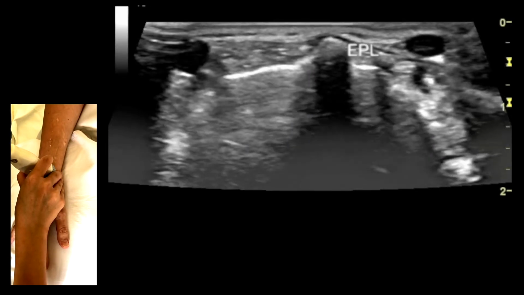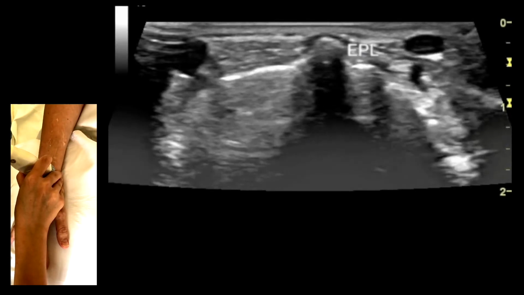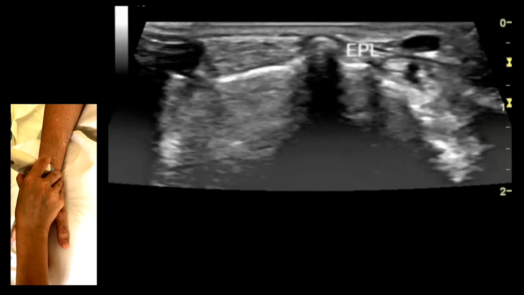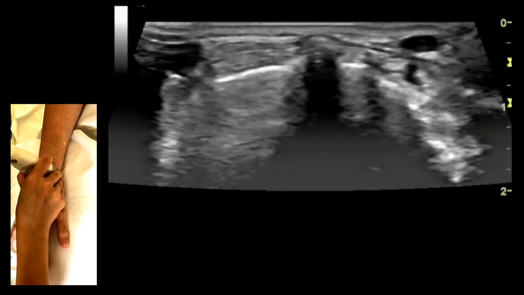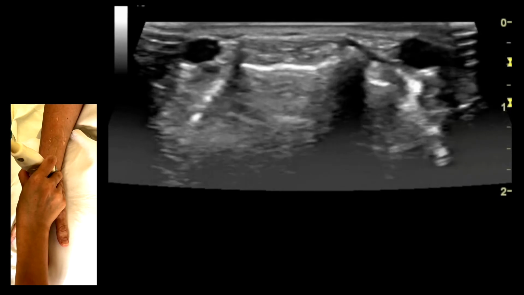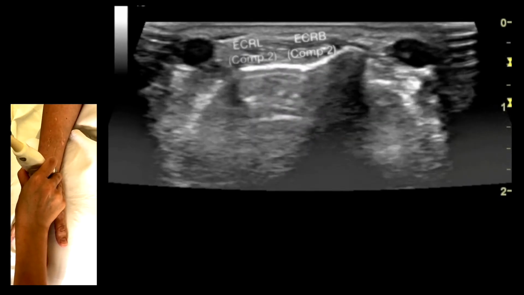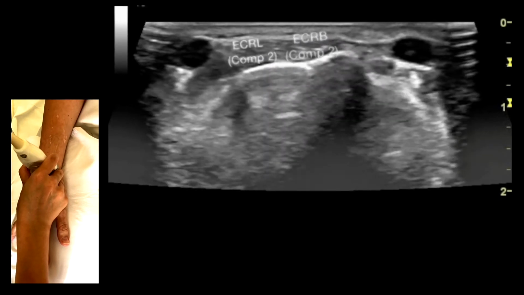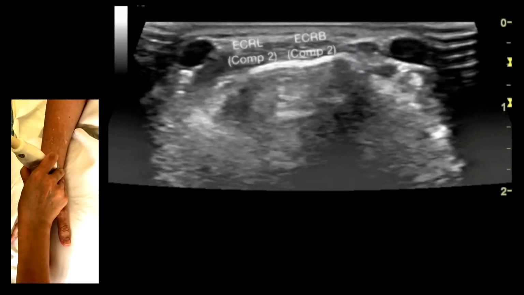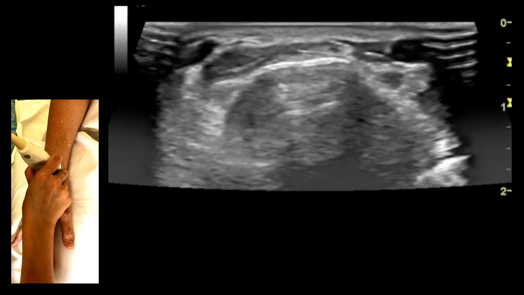Now we are going to the ulnar side of the tubercle. We see the extensor pollicis longus, and it sits on its little ulnar groove. We see the extensor carpi radialis longus and extensor carpi radialis brevis tendons at the radial side of the Lister's tubercle, and these are the second extensor compartment.